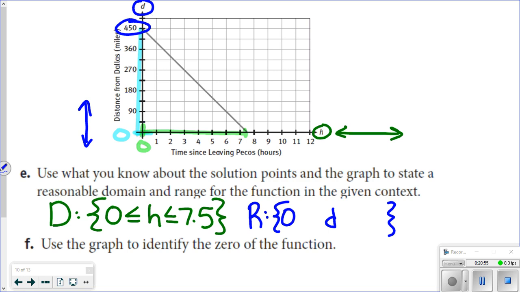So 0 is less than or equal to d, less than or equal to 450. So our distance is between 0 and 450. So either we're at Dallas or we have 450 miles left to go.